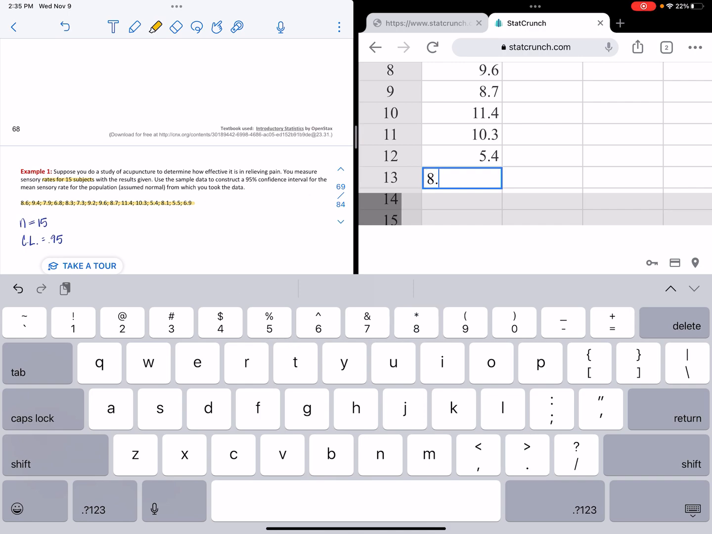Eight point one. Where did it go? There it is. 5.5 and 6.9. That was not a 9. There we go.